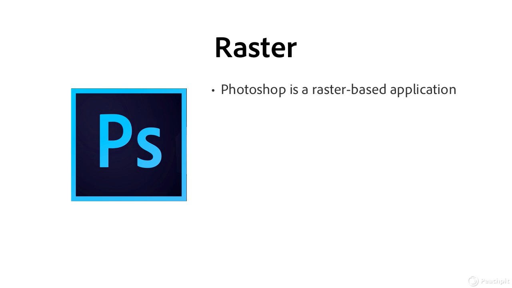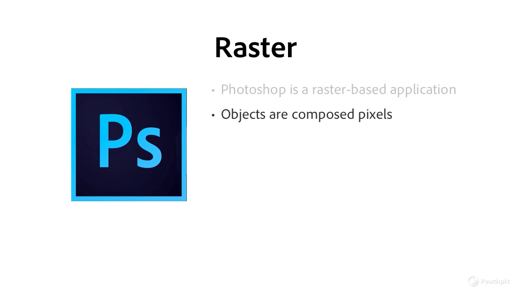Now, raster-based objects, by contrast, have much different properties than vector-based objects. Photoshop, for example, is a raster-based application that creates raster-based files. Content created in Photoshop is composed of pixels or rasters.